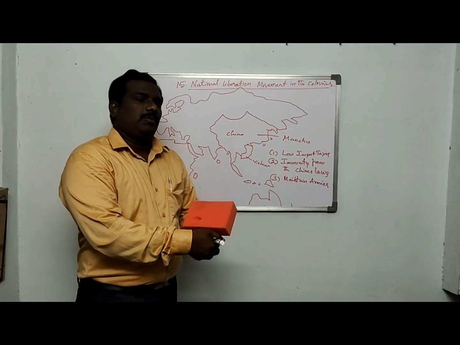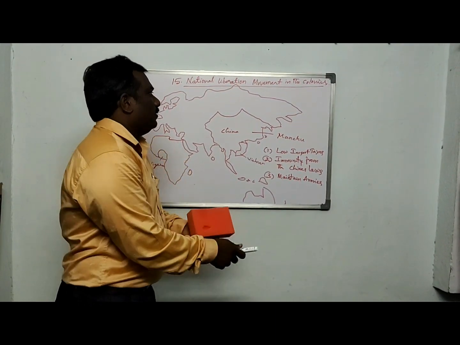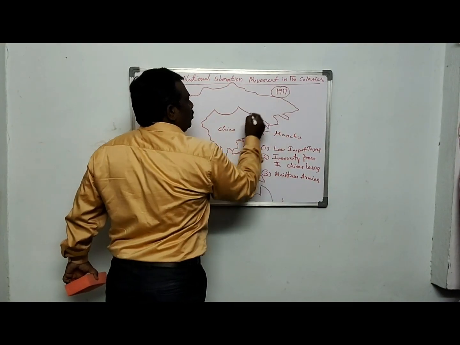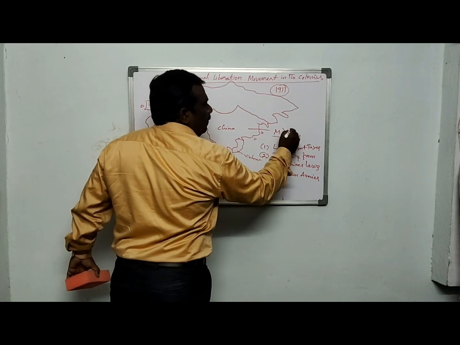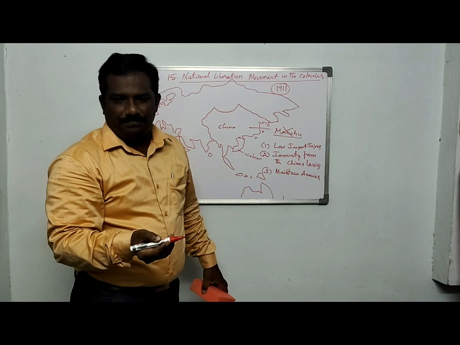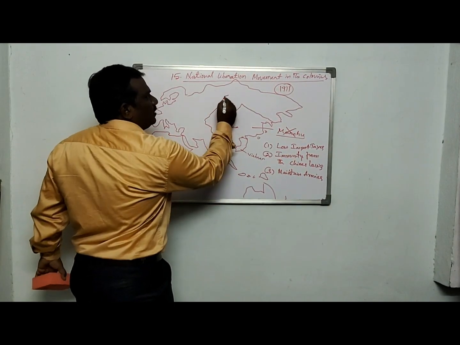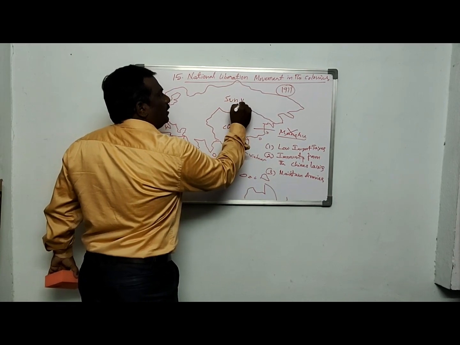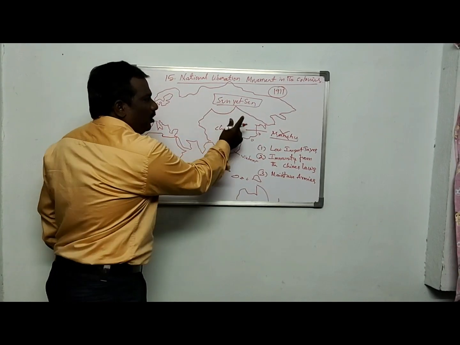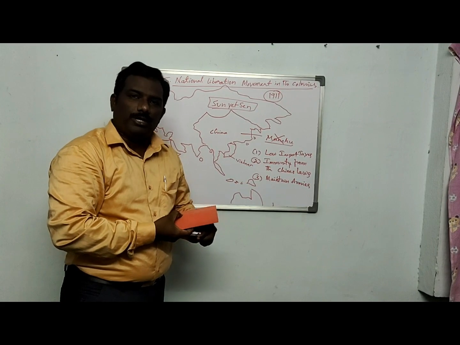Children, let us discuss establishing the republic in China. In 1911, the Manchu dynasty was overthrown. A republic was established. This was established by Sun Yat-sen. Sun Yat-sen was regarded as the founder of modern China.